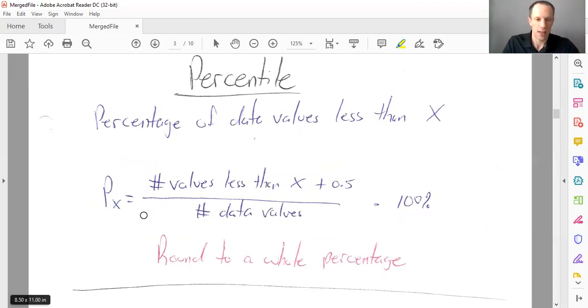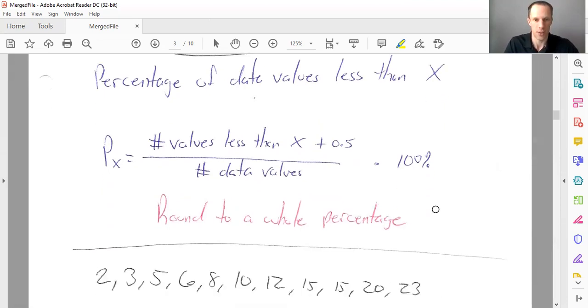And the way we calculate that is we just count how many data values are less than X. We add 0.5 to that, and then divide by the total number of data values. That'll give us a decimal result, which we can convert to a percentage by multiplying by 100%. And then we round that result to a whole number percentage. Okay, percentiles are always whole number percentages.